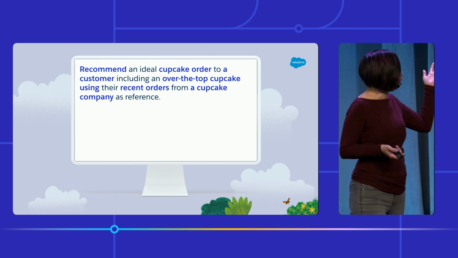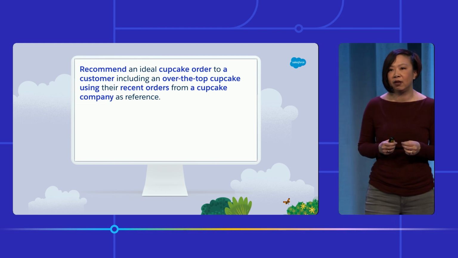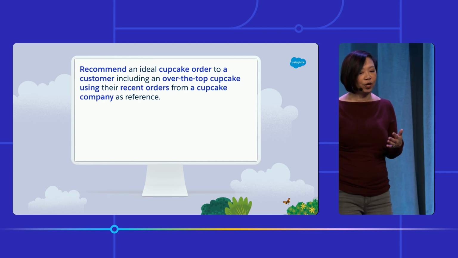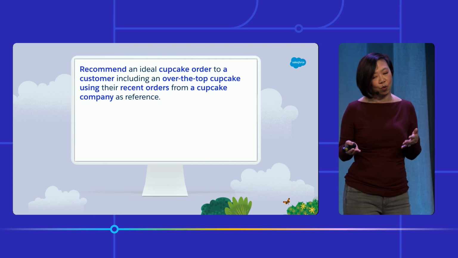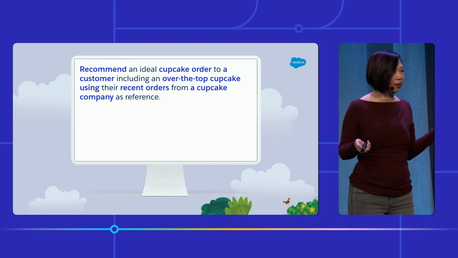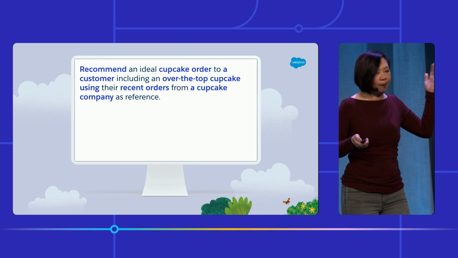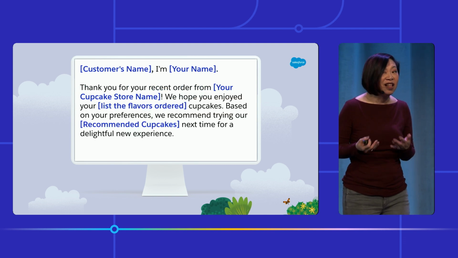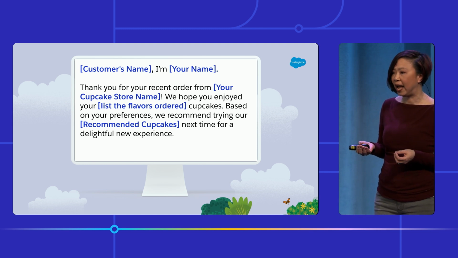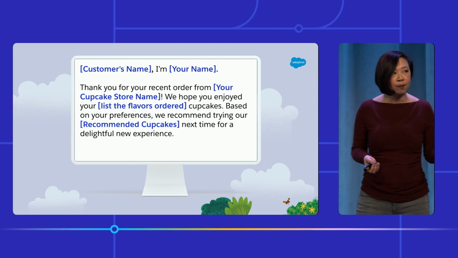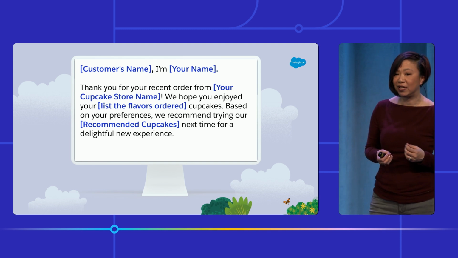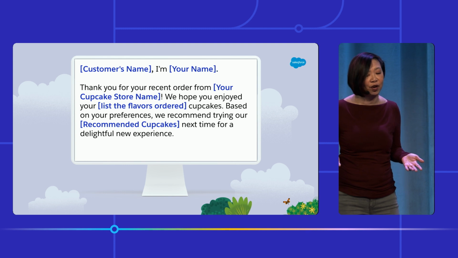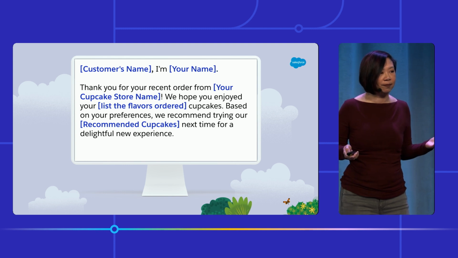Now, what you see here is a pretty generic prompt. Recommend a cupcake order to a customer with the over-the-top cupcake using the recent orders from a cupcake company. Generic prompt, you expect to get a generic response. The LLM doesn't have a lot to go by. It's going to try its best to help you out, but it doesn't know your customer's name, it doesn't know your name, doesn't know your cupcake store name, the flavors offered, or what to recommend.